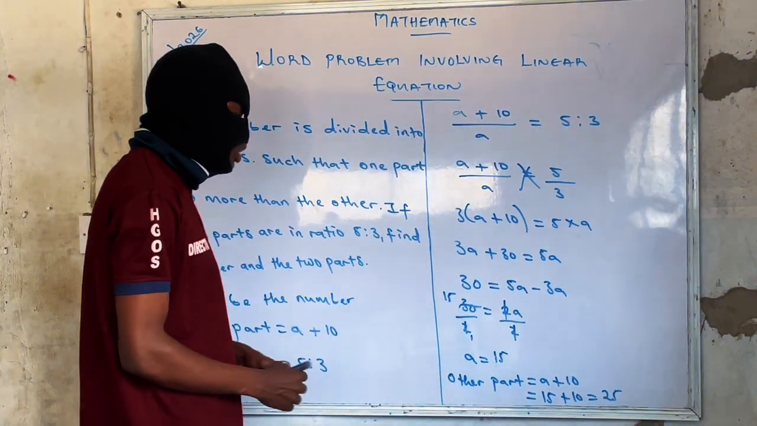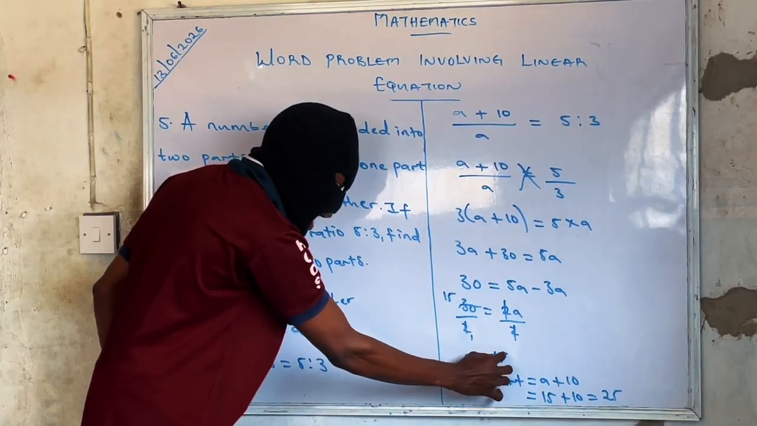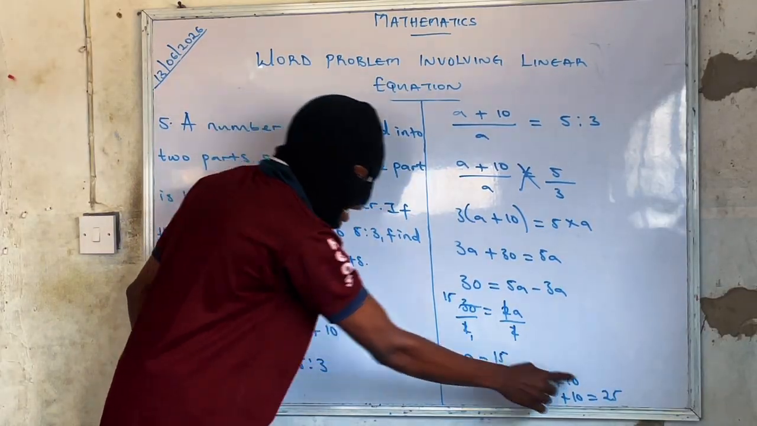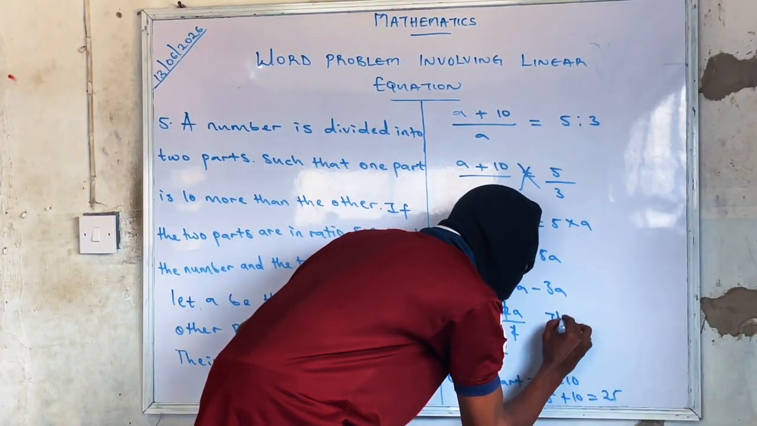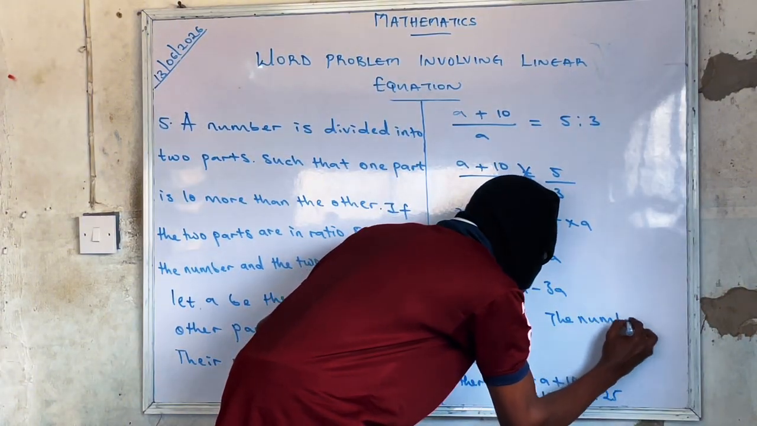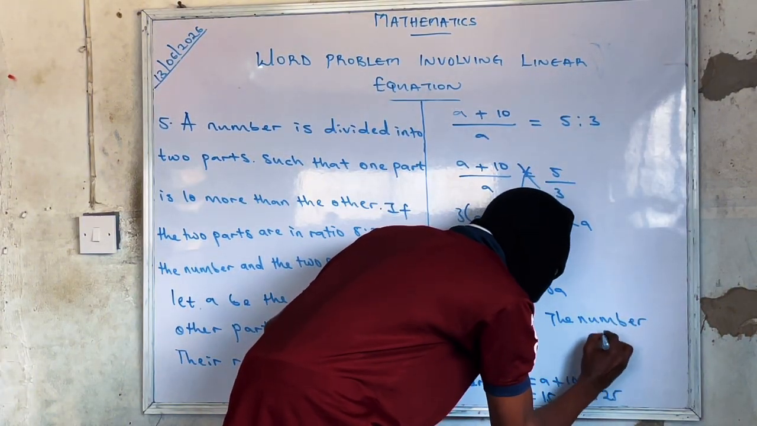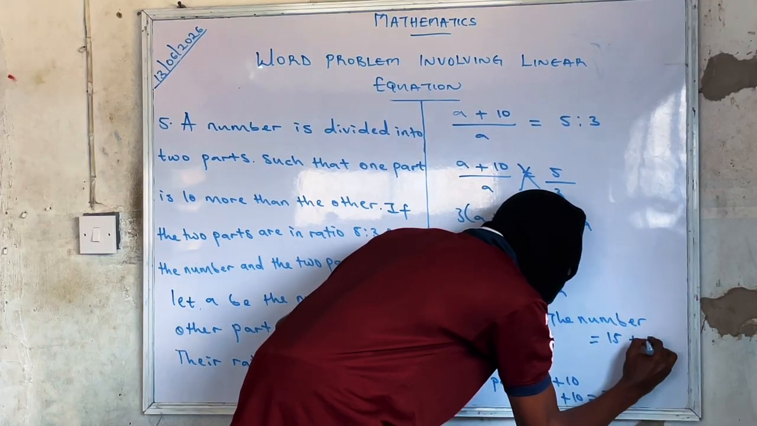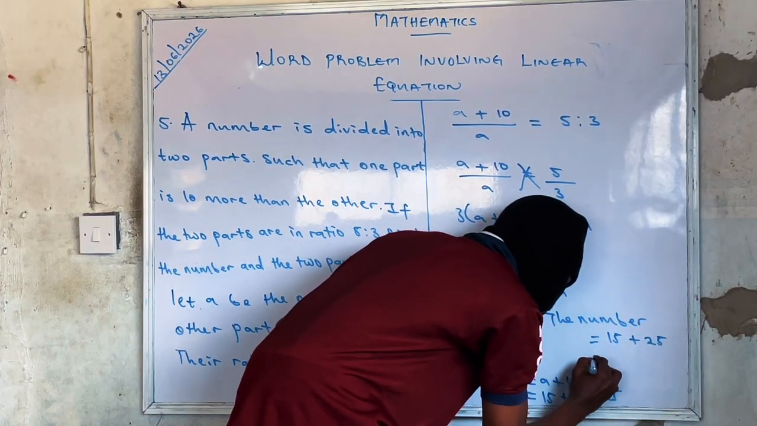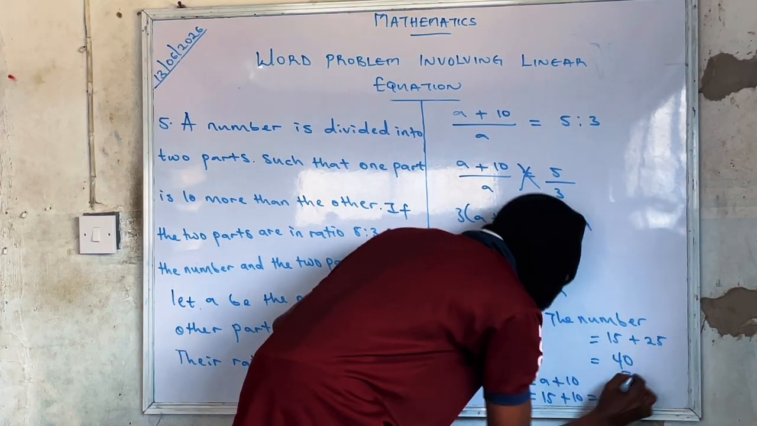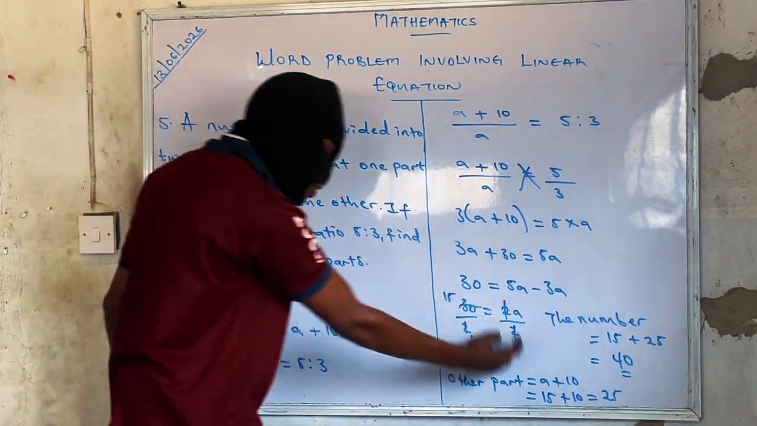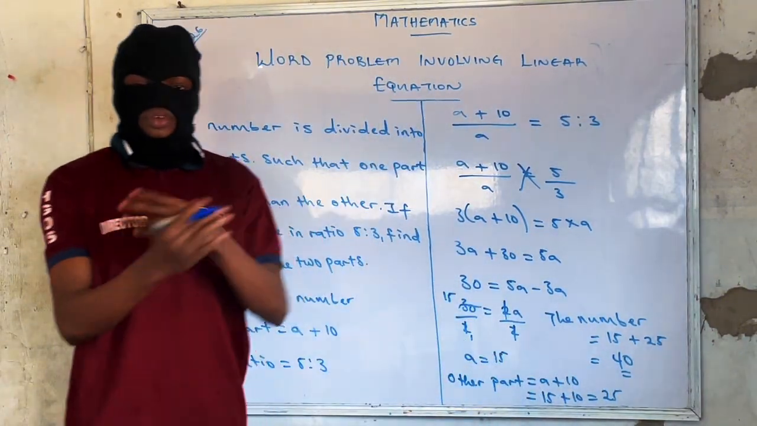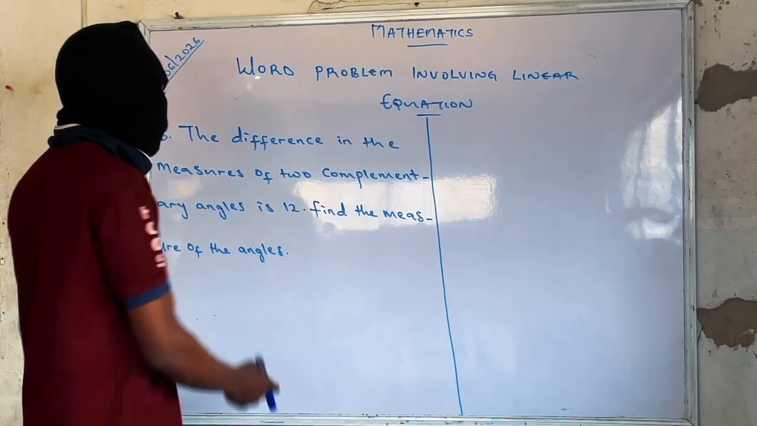Now how do we find the number? It means we are going to add the first part and the other part together. So the number will now be equal to 15 plus 25, which will give us 40. So the number is 40, while the two parts are 15 and 25. Very simple. Now look at question number 6.